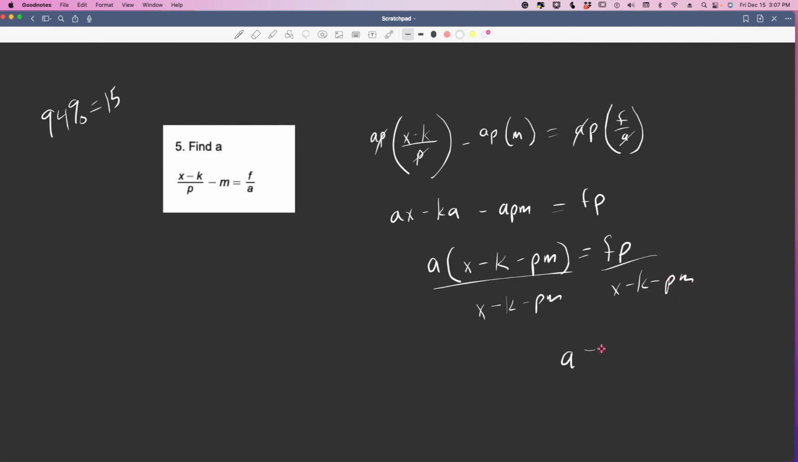And A is equal to, because this cancels, FP, that's written in alphabetical order, X minus K minus, I'm going to put this in alphabetical order, MP. That would be your answer.